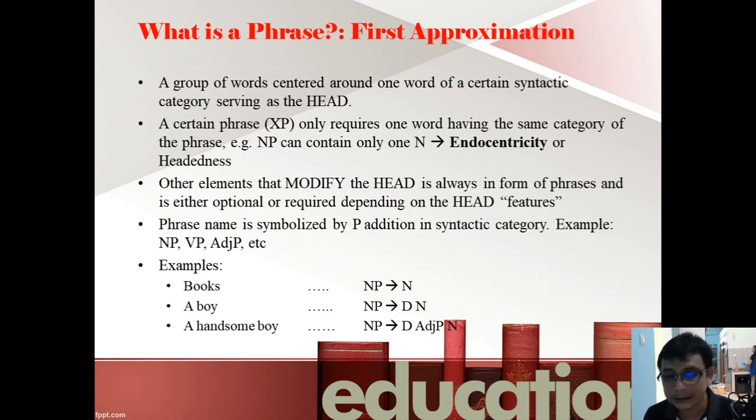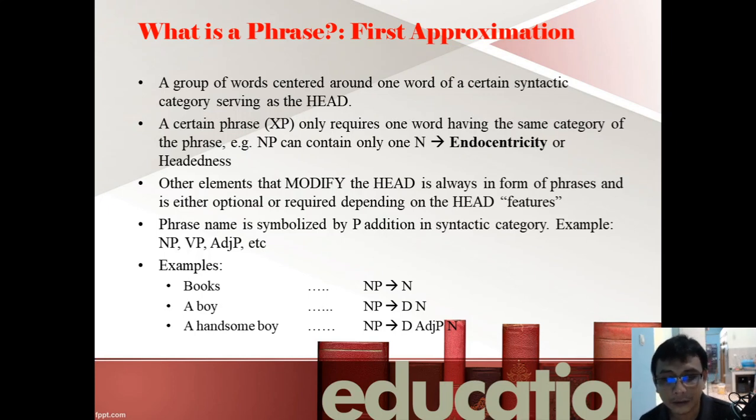Now, let's move on a little bit into what is a phrase. My first approximation of phrase is a group of words centered around one word of a certain syntactic category serving as a head. So there are two characteristics of a phrase. Number one, it should be centered around one word, okay, which is called head. Yeah, so for example, verb phrase should be headed by verb, noun phrase should be headed by noun, and so on and so forth.